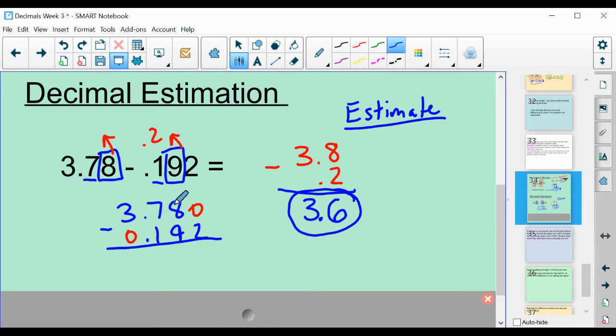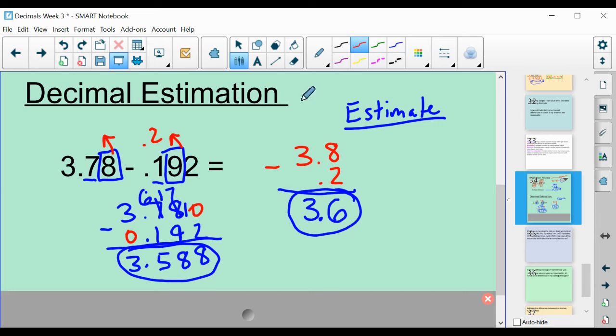So I can't take away 2 from 0. I'm going to come over and borrow from this 8. Now I can't take away 9 from 7. So I'm going to turn this into a 6, this into 17. 6 minus 1 is 5. And 3. Oh my goodness, guys, look at this. 3 and 588 thousandths. Is that really close to 3 and 6/10? Yes. Yay! Yay, we did it right.